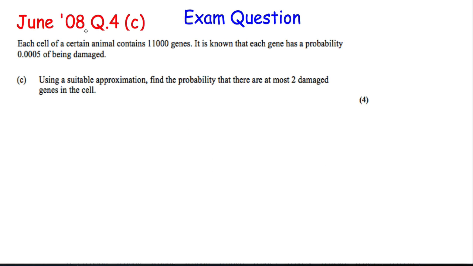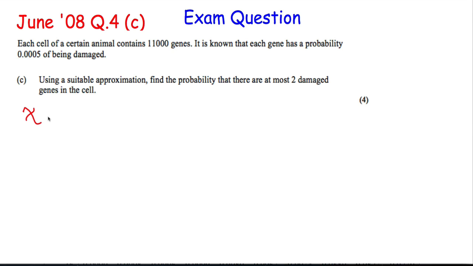June 2008, question 4, part C. So each cell of a certain animal contains 11,000 genes. It is known that each gene has a probability of 0.0005 of being damaged. Using a suitable approximation, find the probability that there are at most 2 damaged genes in a cell. Well, n is very, very large here, and p is very, very small. So what we can do is approximate the binomial distribution using a Poisson distribution.